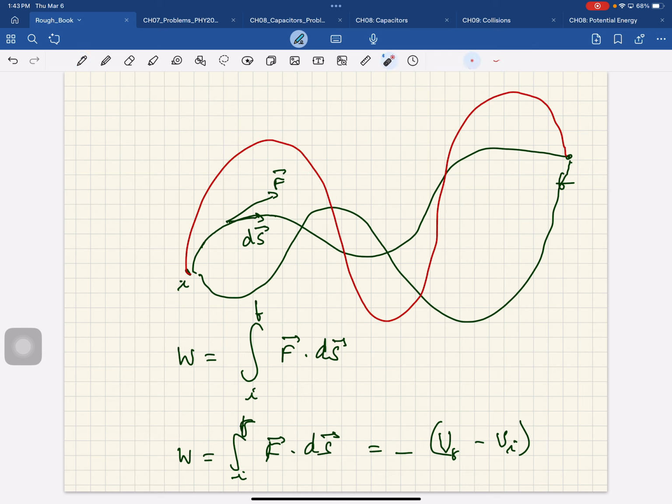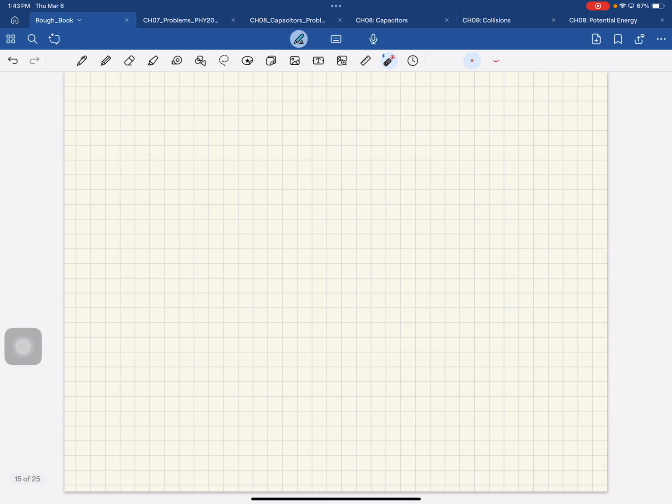So what we are saying is there are some forces for which this line integral gives you the same value on this path, on this path, on this path. Okay? Did you guys understand that? So that's a fairly neat thing. Those special forces are called conservative forces.